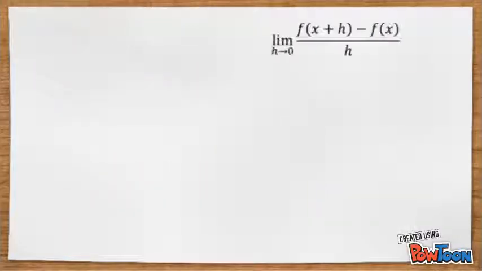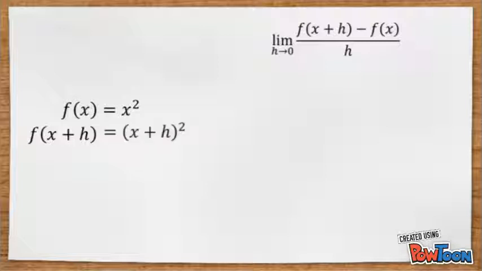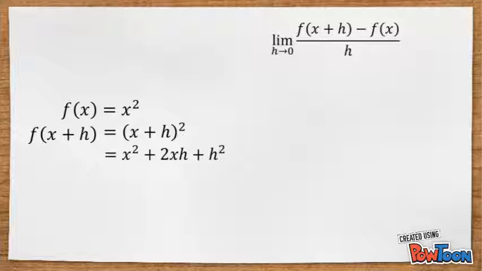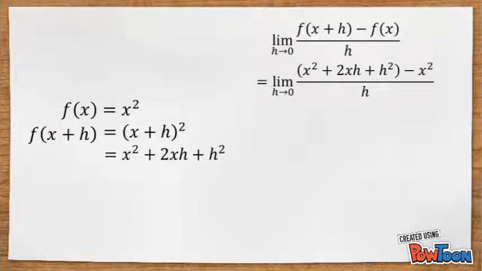Let's find the derivative of the function f of x equals x squared. Once again, let's find what f of x plus h is first. Expanding x plus h squared, we will get x squared plus 2xh plus h squared. Now let's find the derivative again. Substituting what we know into the formula, we will get this. We can cancel out x squared and negative x squared, leaving us with 2xh plus h squared.